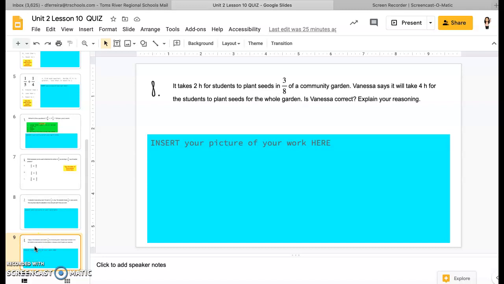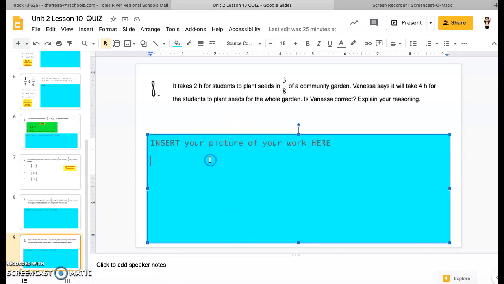And number 8. It takes 2 hours for students to plant seeds in 3/8 of a community garden. Vanessa says it will take 4 hours for the students to plant seeds for the whole garden. Is Vanessa correct? Explain your reasoning. Once you have solved the problem, you're going to insert a picture of your work in the blue box here.